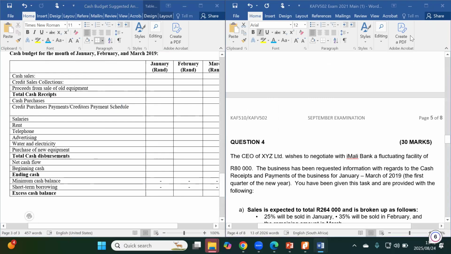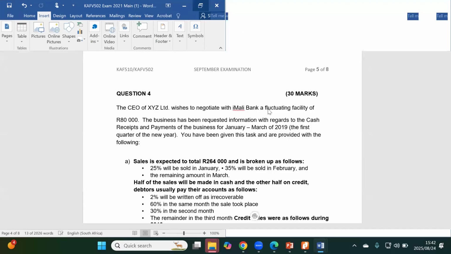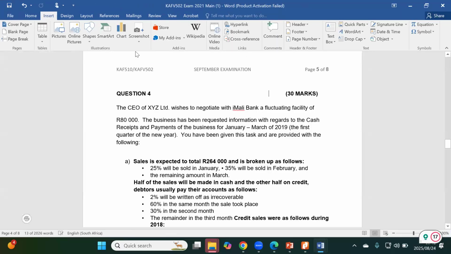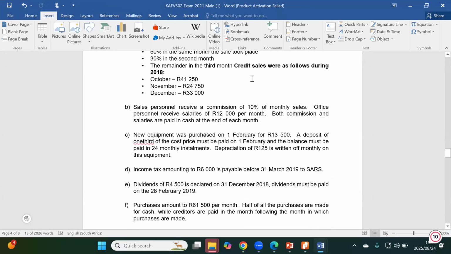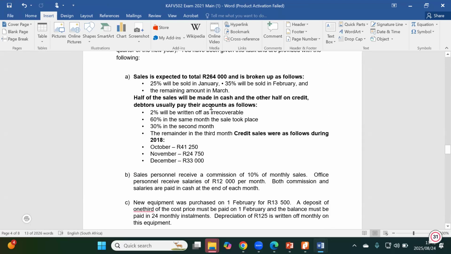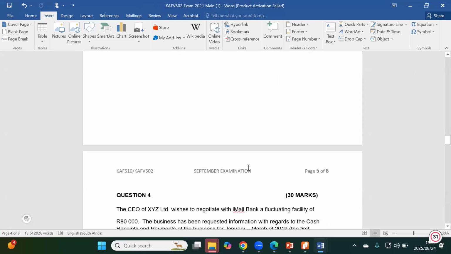So now I want to go through the question. The question requires us to draft a cash budget for the months of January, February, and March. So in the information given, why is it moving so fast now? Sorry about that.